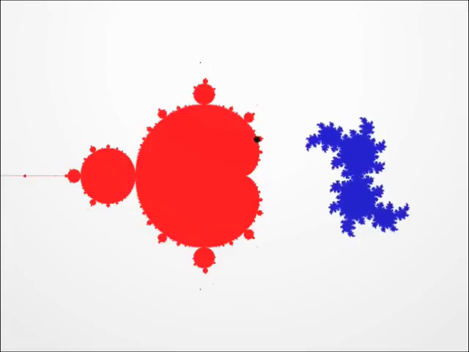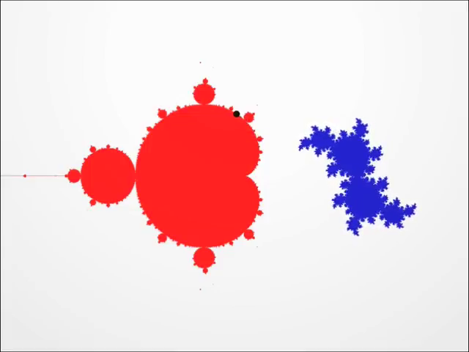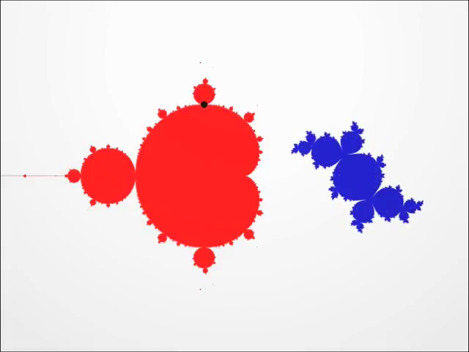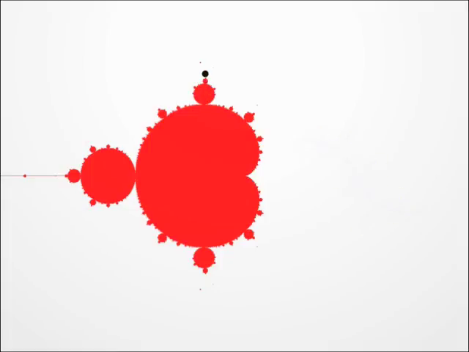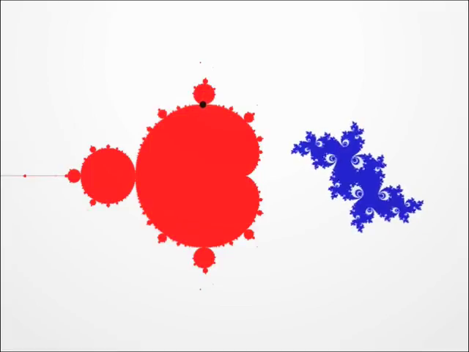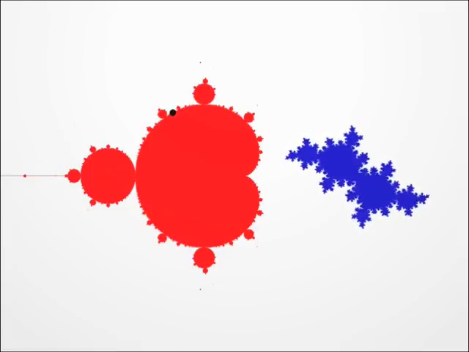But sometimes, for some values of c, the Julia set seems to disappear, and we can't see anything on the screen anymore. Like now, for instance. The truth is that the Julia set blew up into an infinite number of pieces so small that you don't see anything on the screen.